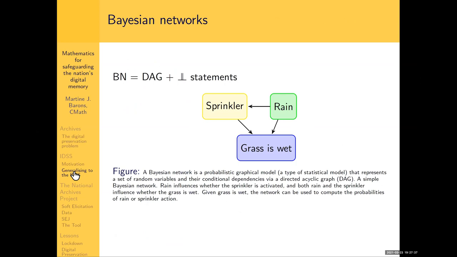So for the National Archive model, we used a Bayesian network, and just to remind you, if you've forgotten what a Bayesian network is, it is a directed acyclic graph and a set of independent statements. That's what that symbol is, with the two parallel lines, independent statements. And in the directed acyclic graph, you can see there are 3 nodes, and they're connected by arrows, which means that it's directed, so there's a direction. And it's acyclic because you can't start at any one of those nodes and get back to it by following the arrows.